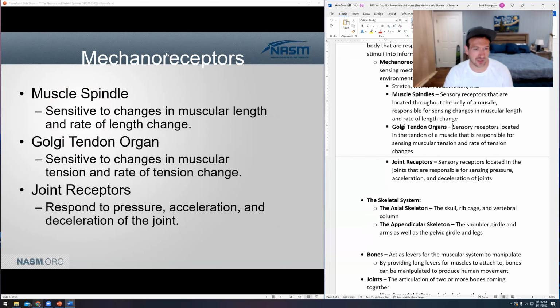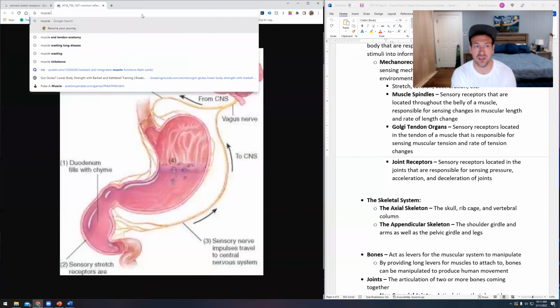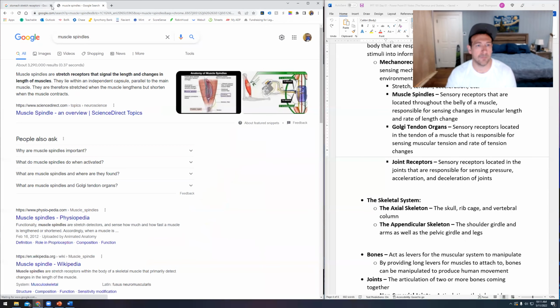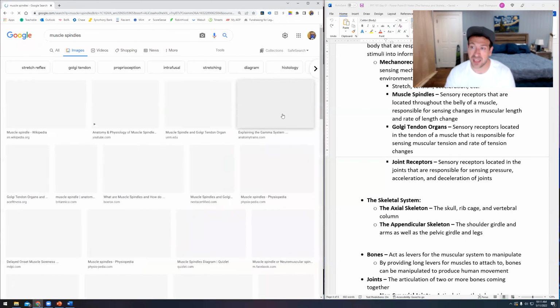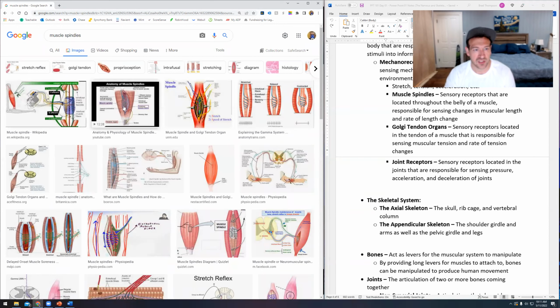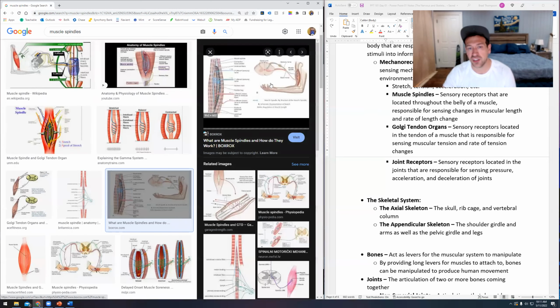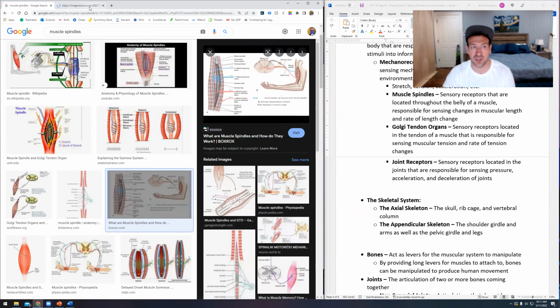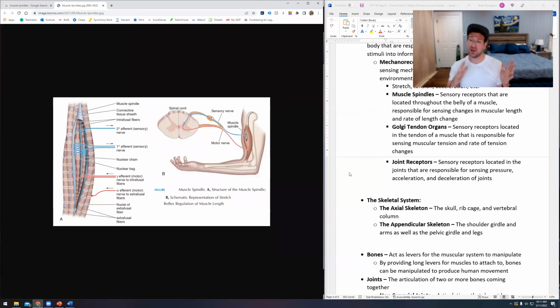So let's go ahead and look up some pictures of this. Let's look at muscle spindles. Muscle spindles live in the belly of the muscle, okay? They're basically going to run end to end in a muscle fiber. Their job is to send information to the brain saying, hey, this muscle is currently at this length. So earlier when we were talking about proprioception, how do I know my arm is bent halfway? Well, a muscle spindle is going to send information to my brain saying the bicep is currently at half of its maximum length.